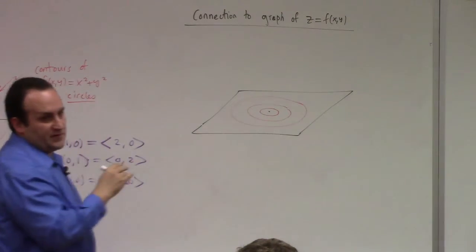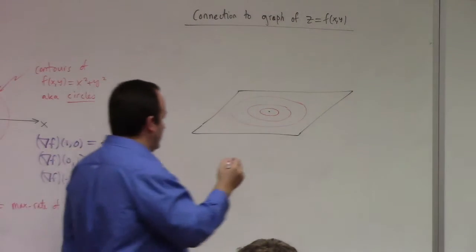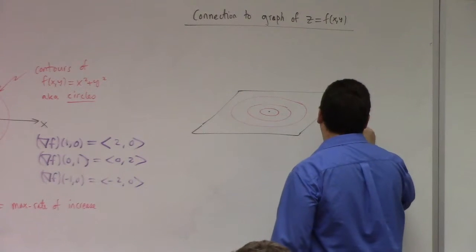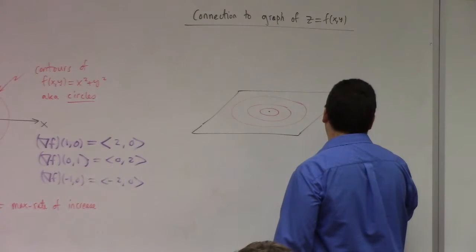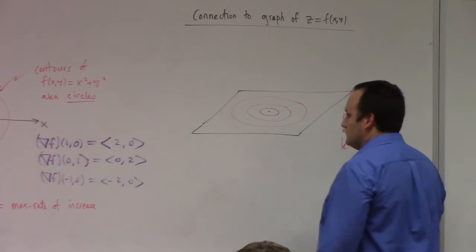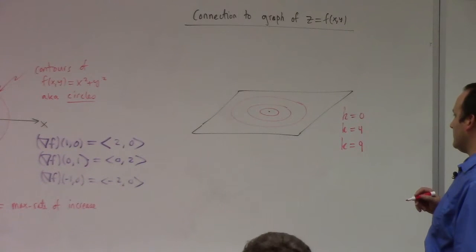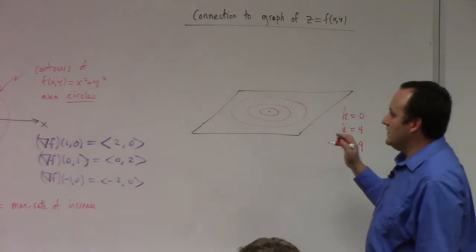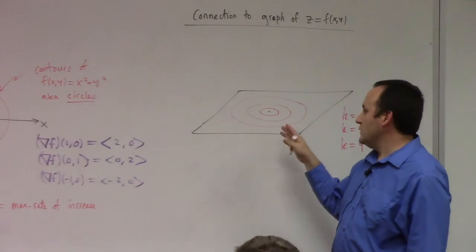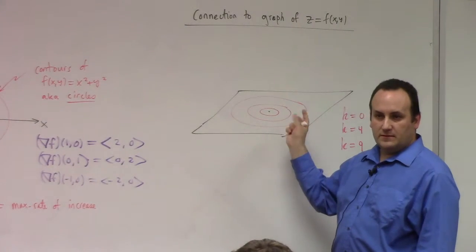So there's the circles in the xy plane, which correspond to, let's say, k equals 0, k equals 1, k equals 4, k equals 9. Because 1 gets me a circle of radius 1, right? 4 gets me a circle of radius 2. 9 gets me a circle of radius 3, right? It's not linear.